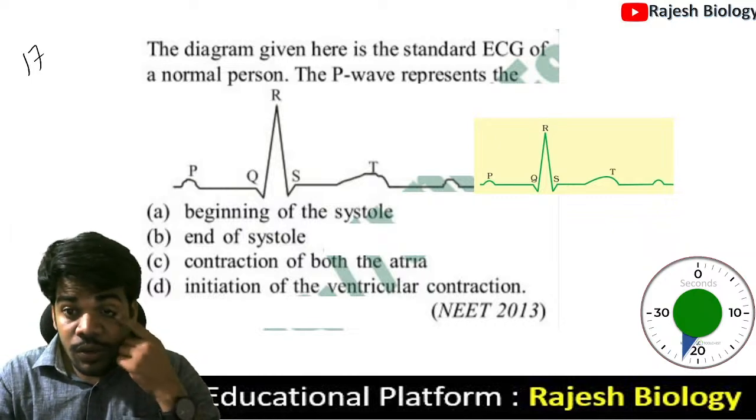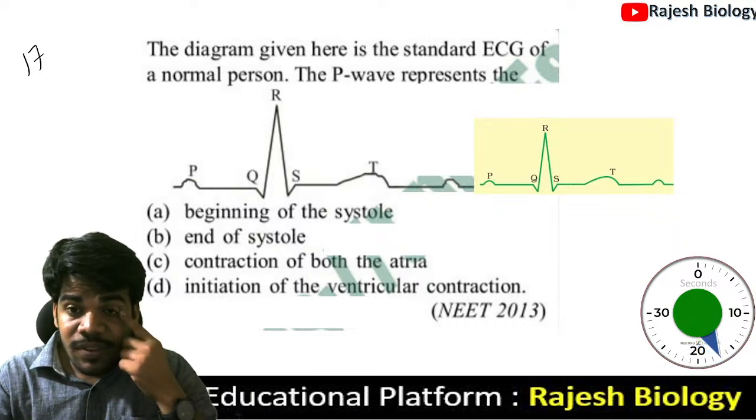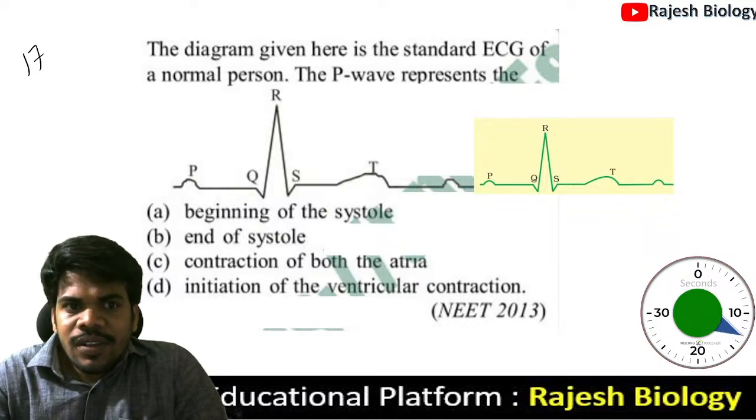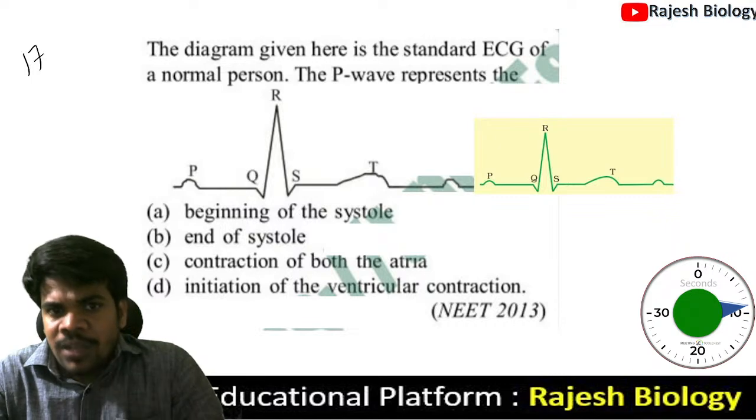Yes, 17th question. It is the ECG. The clue was also provided because the question is different. The diagram given here is the standard ECG of a normal person.